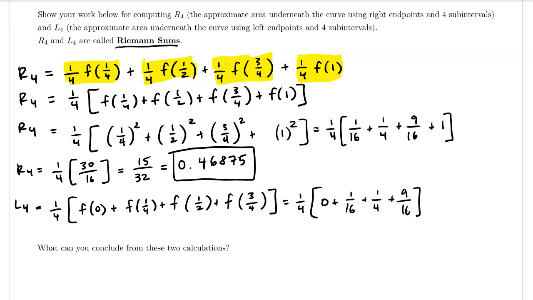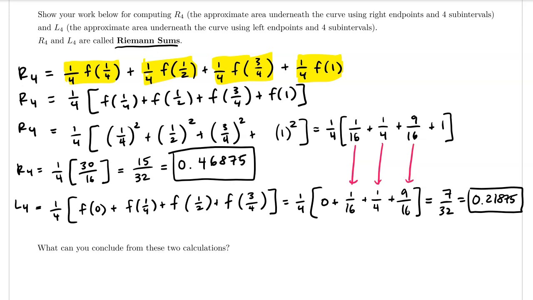So I went through this kind of quickly since we did it already for R4, but notice that a lot of the heights are going to be the same as well. So 1/16, 1/4, 9/16. It's kind of like it shifted over by 1. And so a lot of those heights are going to be the same since we're looking at the same rectangles. And if we simplify this value, it's going to be 7/32. And as a decimal, that's 0.21875.